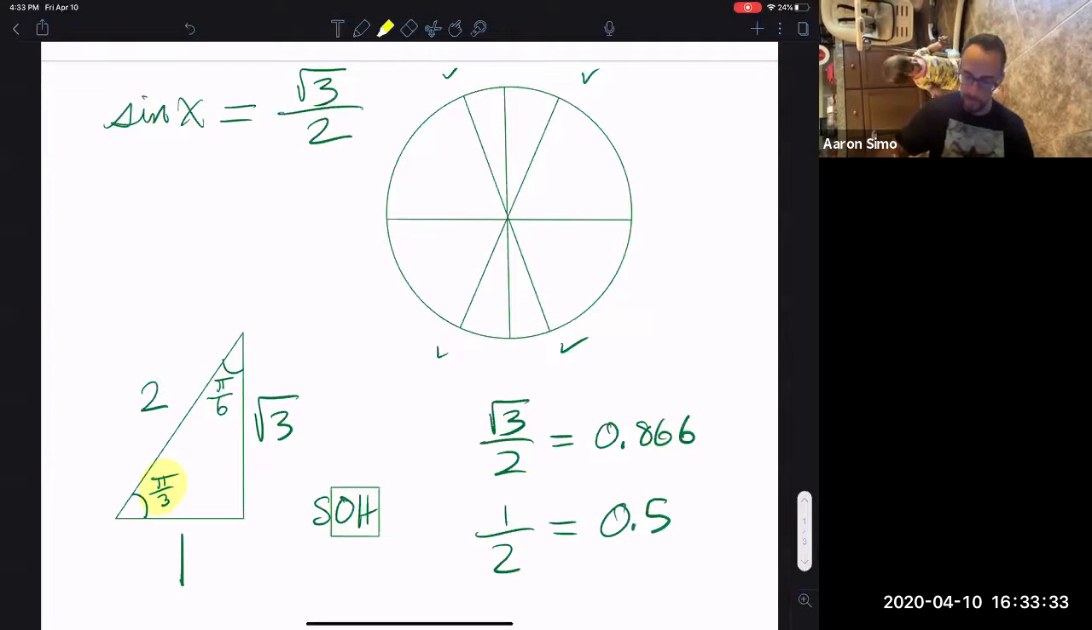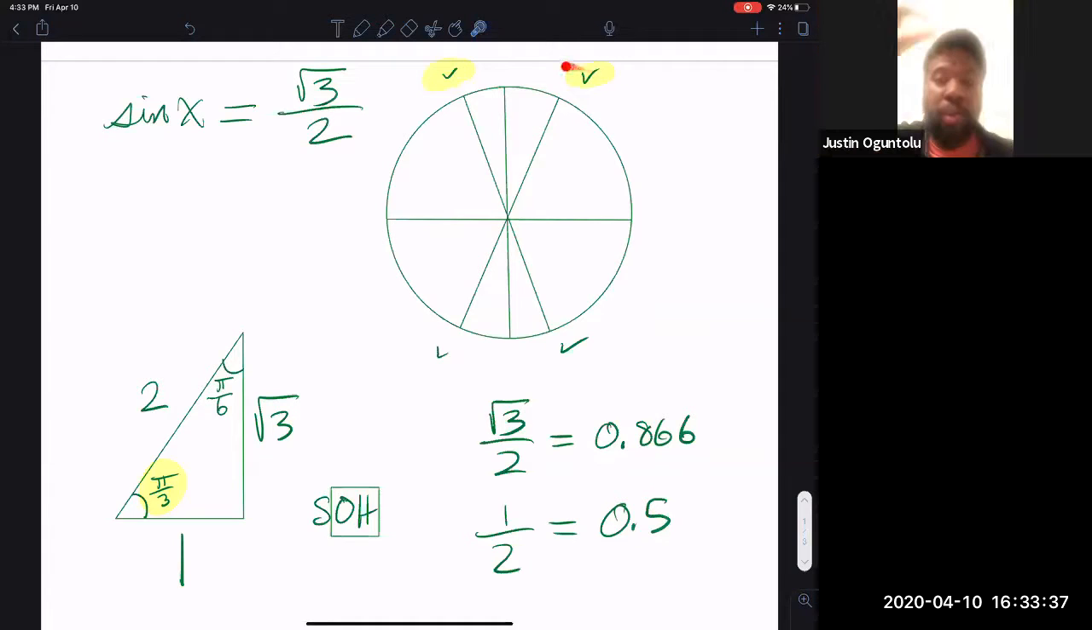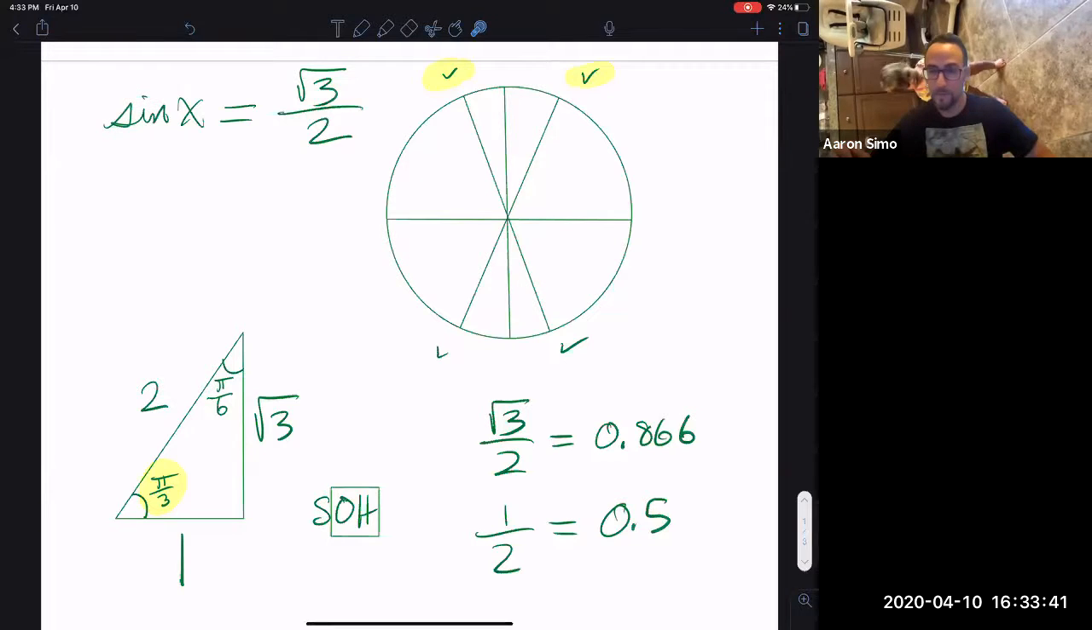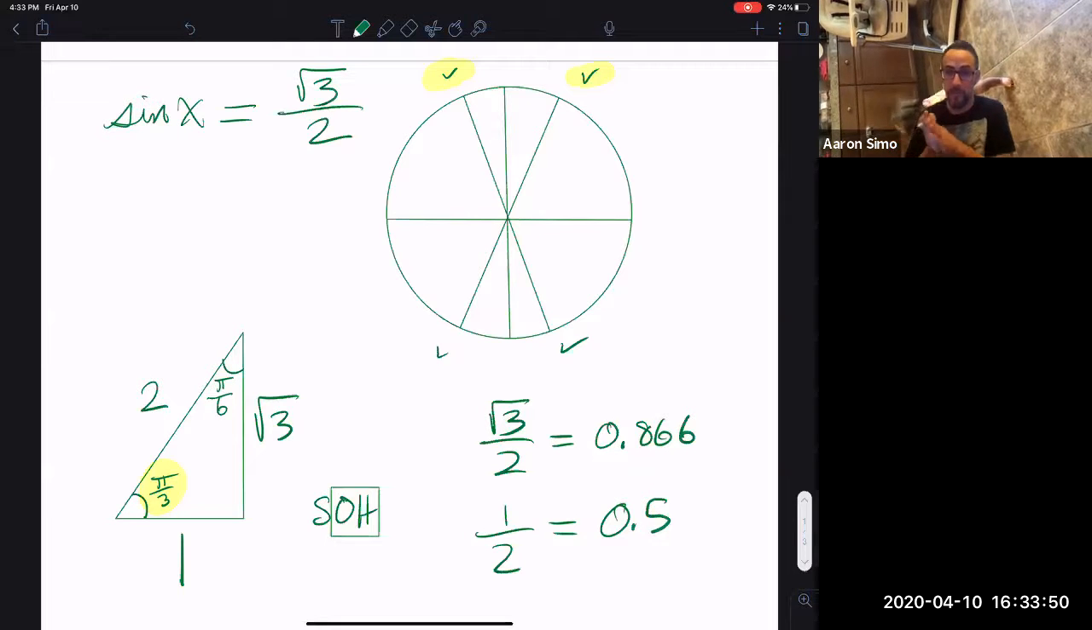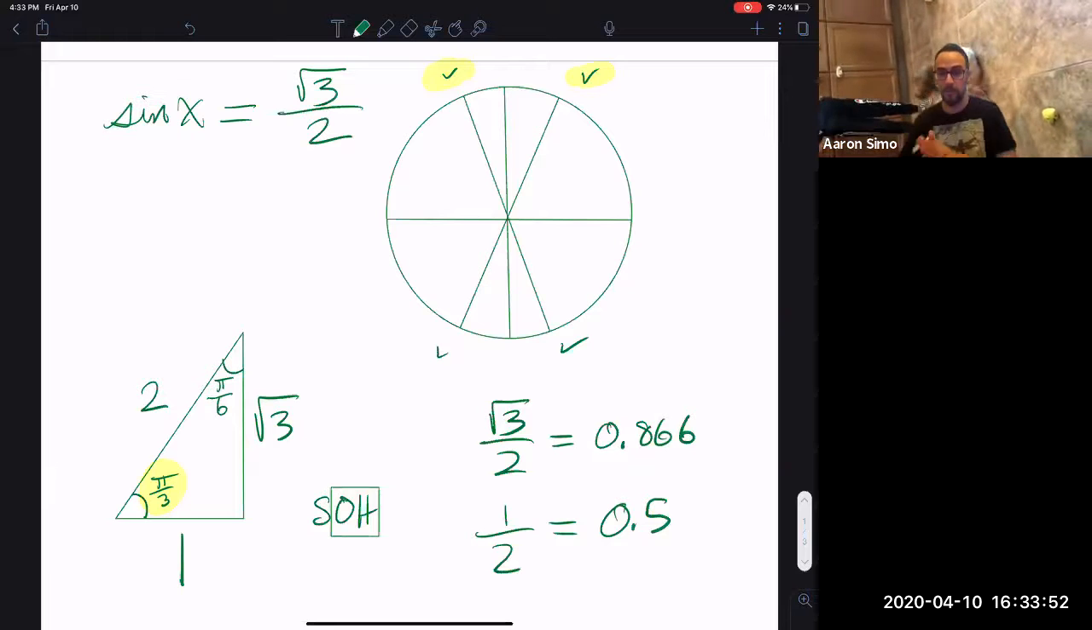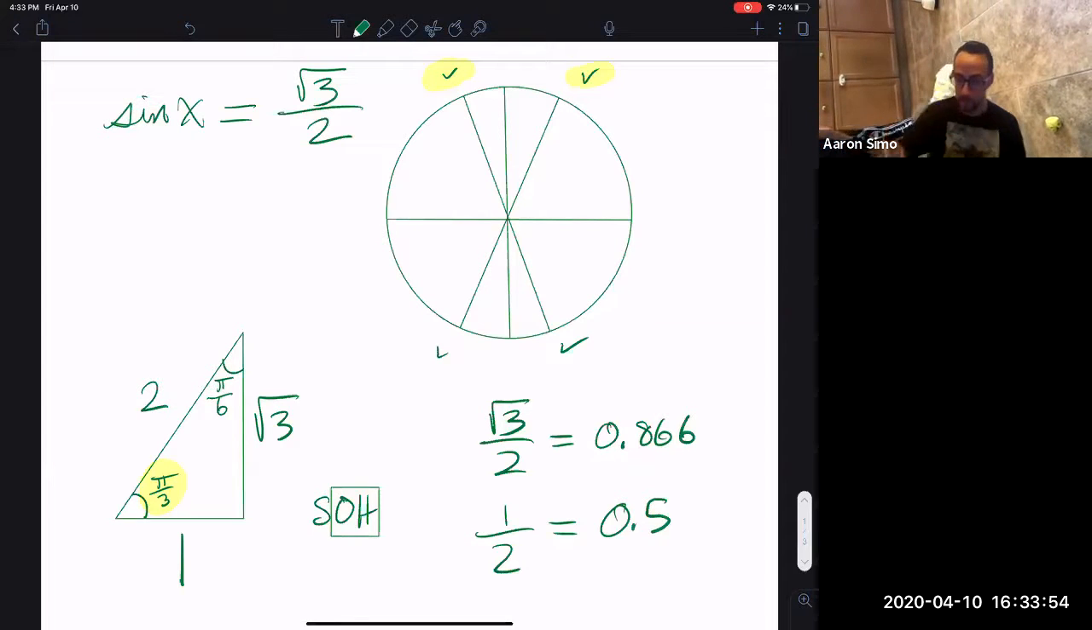But it has to only be these two. Why is it only those two? Because you want the positive values. That's right. And I know how to count by, guess what I'm about to count by? Pi over 3, because it's the 60-degree angle. It's the bigger angle. So watch how I count.